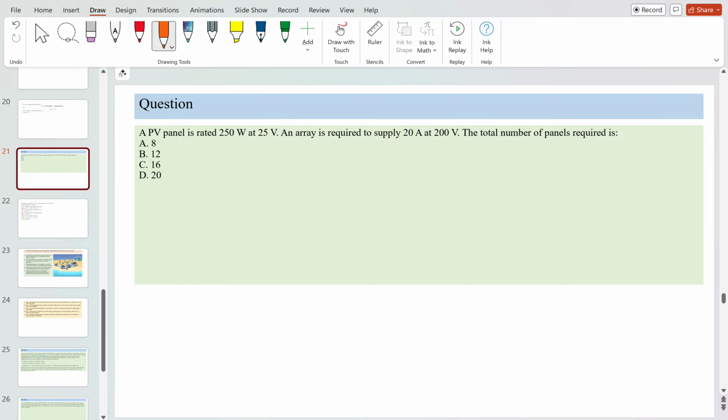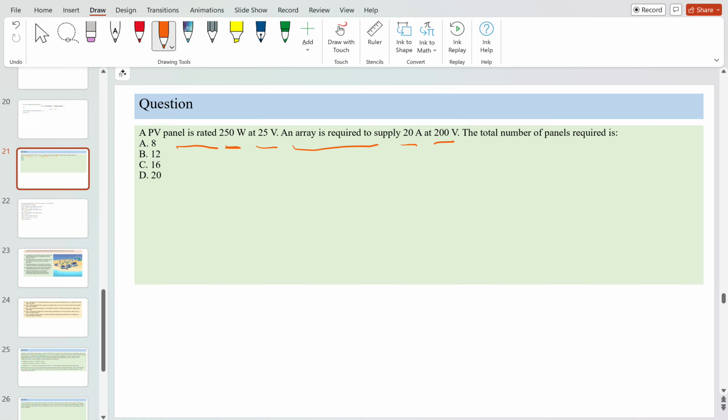Okay, let me give the solution for this. So in this problem, it is being asked that you have a PV panel which is rated at 250 watt and 25 volt. An array is required to supply 20 amps and 200 volt. Okay, so we already know that we connect the panels such that they follow the required voltage, and also then we connect in such a manner that current is delivered to that amount.